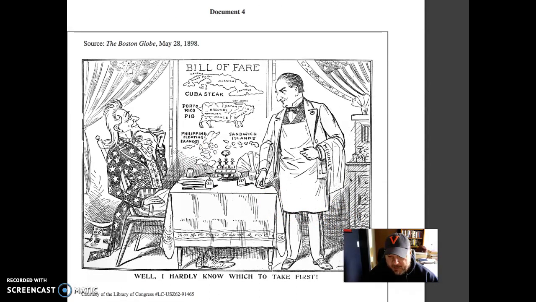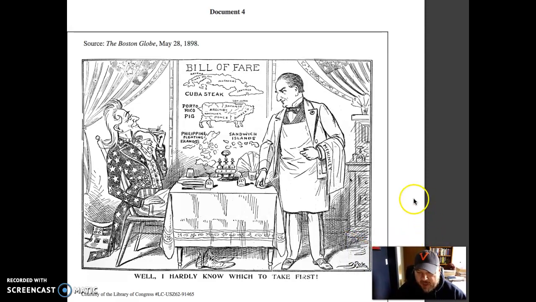One which I like, and if I were writing this DBQ, this is one of the documents I would probably pick. Basically, again, it's from the imperialist point of view, where it's William McKinley, who's the president right around the time of the Spanish-American War.